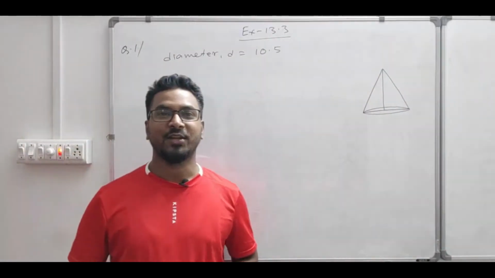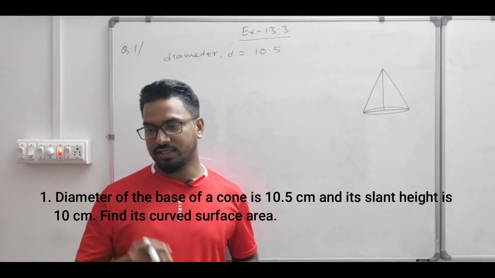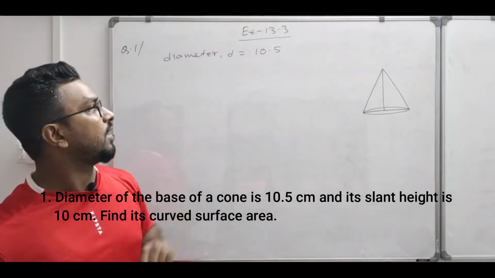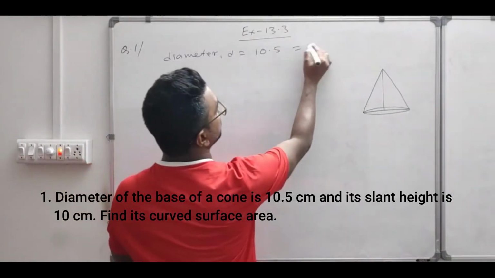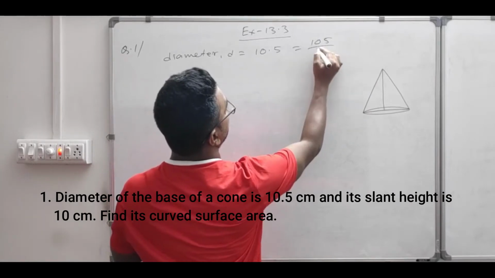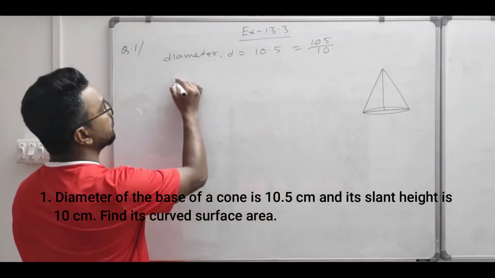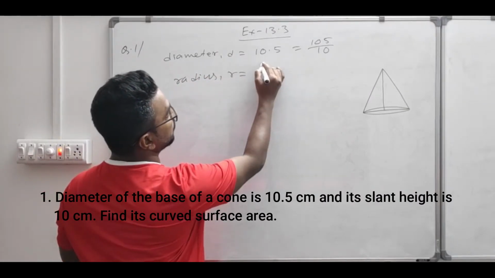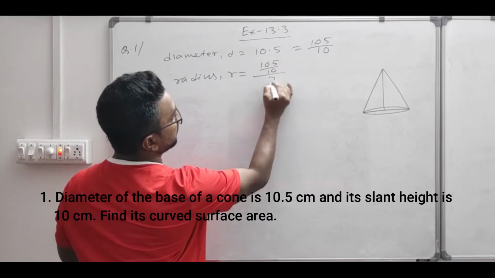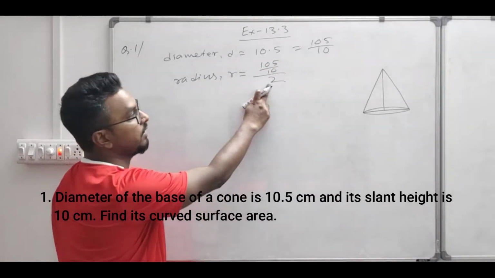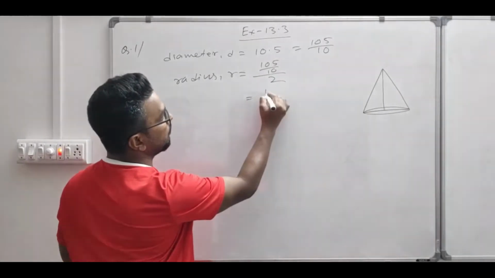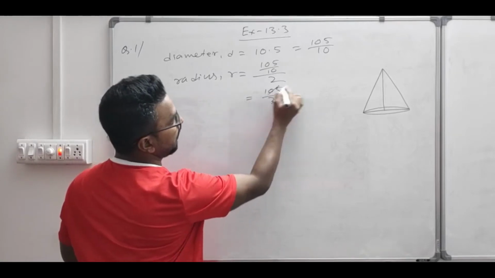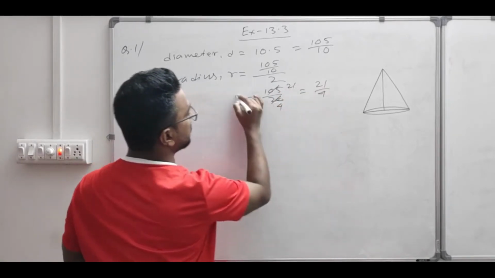So we will start with exercise 13.3, question number 1. The question is, given diameter of the base of cone is 10.5 centimeter. Diameter is given 10.5 centimeter. So this one you can write as 105 by 10. To find the radius r, what do you have to do? D by 2. So 105 divided by 10 divided by 2. Because to find the radius you have to divide by 2. So bring this 10 in the denominator, it will become 105 by 20. By 5 you can cancel. 5 4s are 20, 5 21s are 105. So 21 by 4. That is the radius.